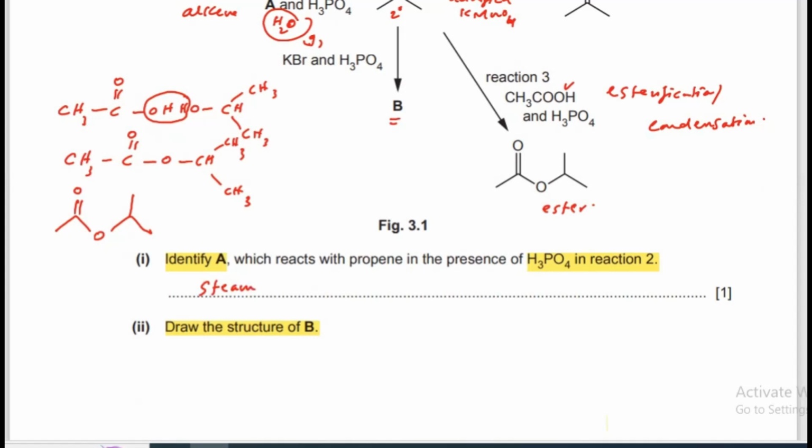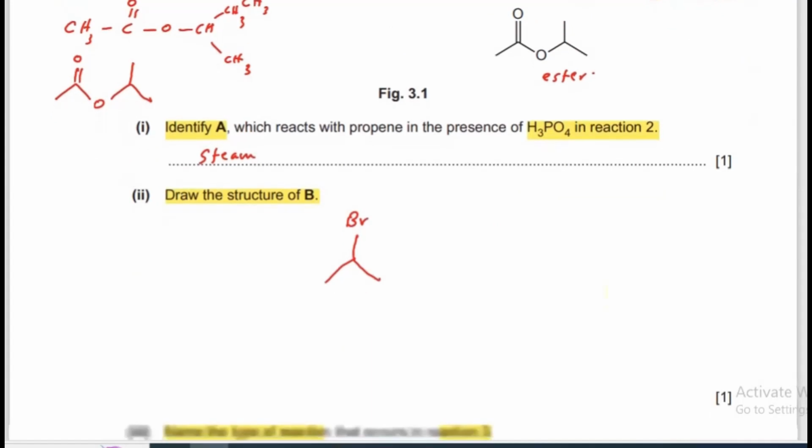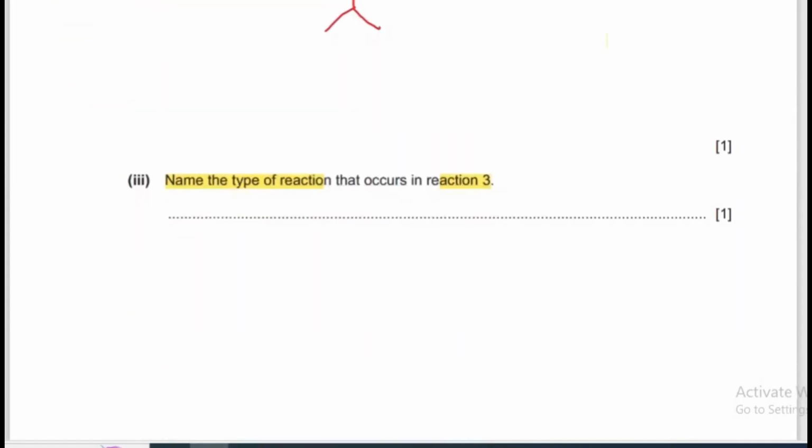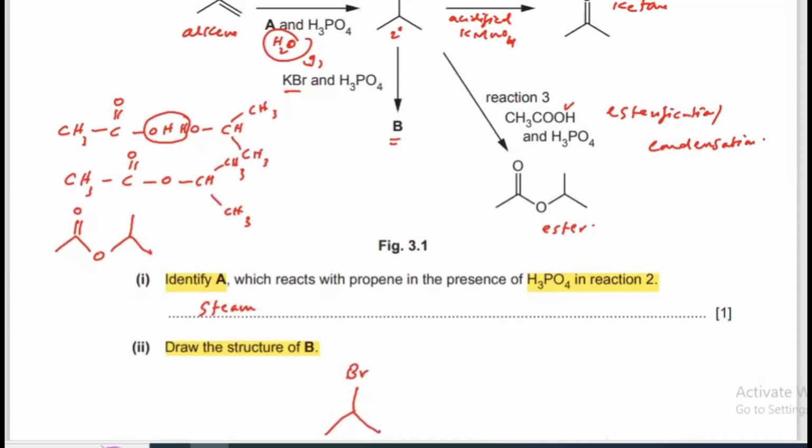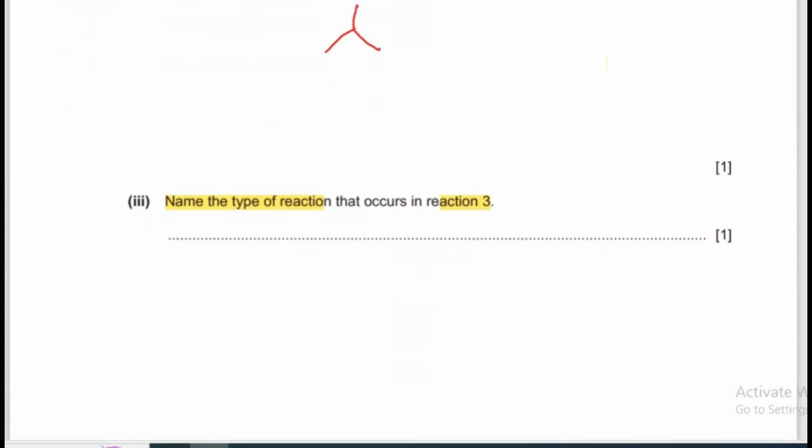Draw the structure of B. Now alcohol reacts with the KBr, and when alcohol reacts with the KBr, this OH is replaced by Br. So just copy the reactant and replace the OH by Br. So here you will get the halogenoalkane, which is also a 2-degree or secondary halogenoalkane. Then name the type of the reaction that occurs in reaction 3. Just have a look at reaction 3. We have talked about reaction 3, that reaction 3 is esterification or condensation. So this is the condensation.